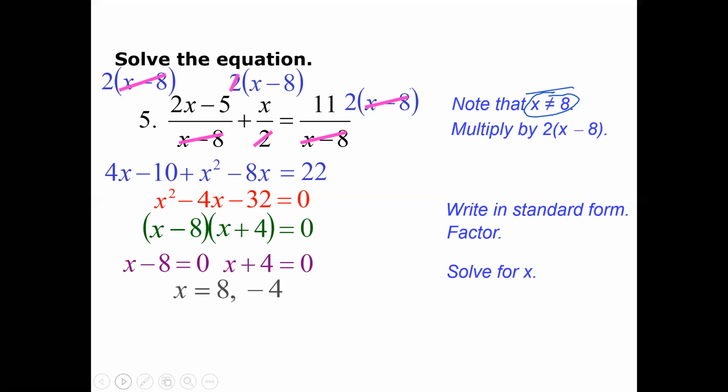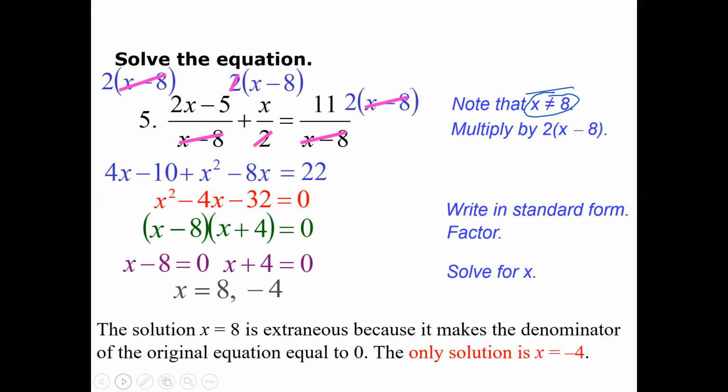But you have to check, are both values of x solutions of your rational equation? Go back to your restriction. So you have there x should not be equal to 8. So therefore, x equals 8 is an extraneous solution or extraneous root, because this will make the denominator equal to 0, which makes it undefined. And you have the other solution, negative 4, as your only solution.